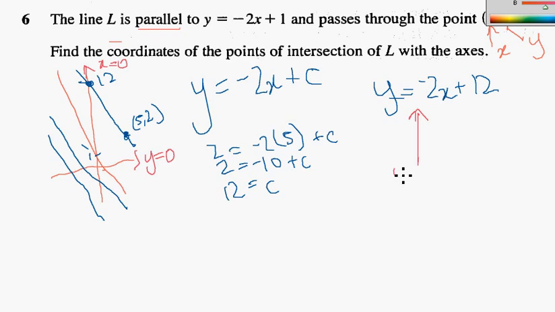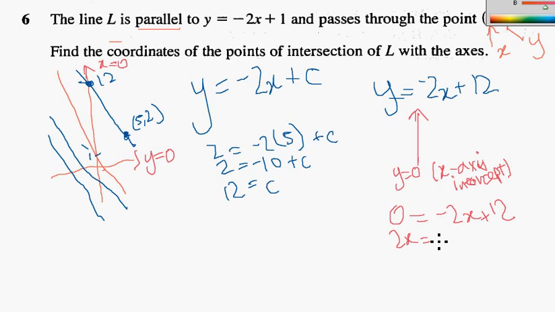So if we substitute y = 0, this will give us the x-axis intercept, because we'll work out the value of x that goes with y being equal to 0. So we say 0 = -2x + 12. And from that, I think you can see that 2x is 12. So x is 6, which means that the coordinate is x = 6, y = 0. And the x-intercept is (6, 0).